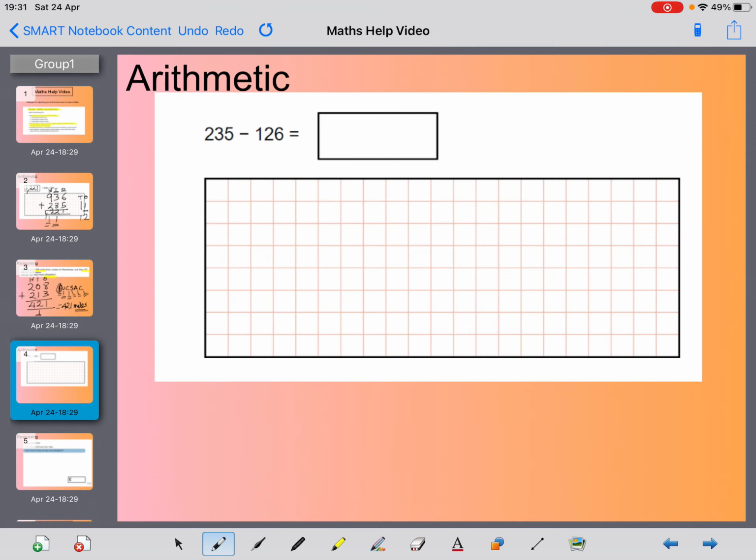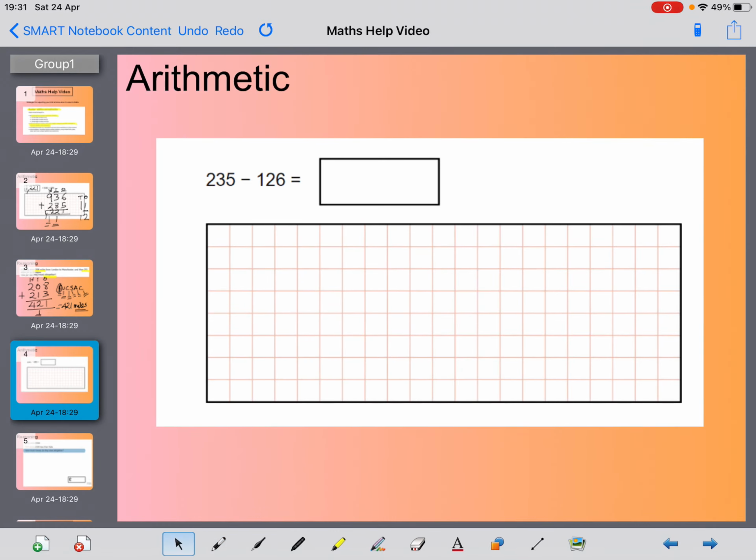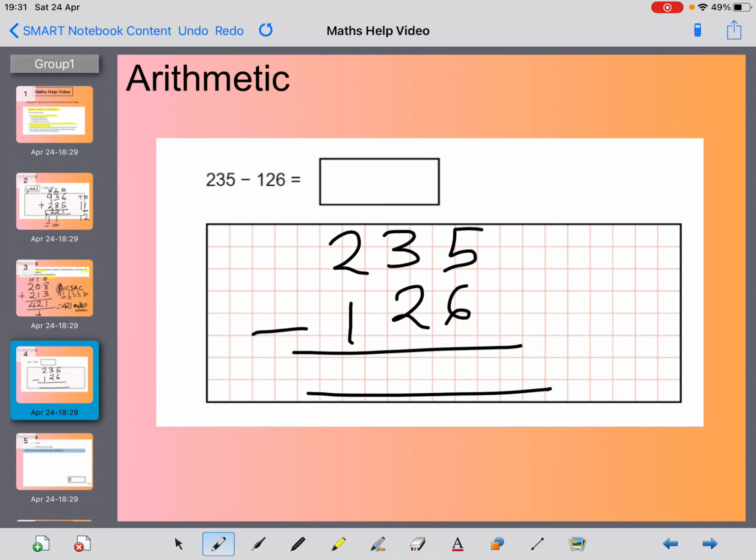Now we can move on to an arithmetic but with subtraction. So here we have 235 minus 126. Unlike addition, subtraction is not commutative, so it's very important to start with the bigger number at the top, minus 126. Okay, so 5 minus 6, it's impossible to do so, so I have to regroup from the tens.